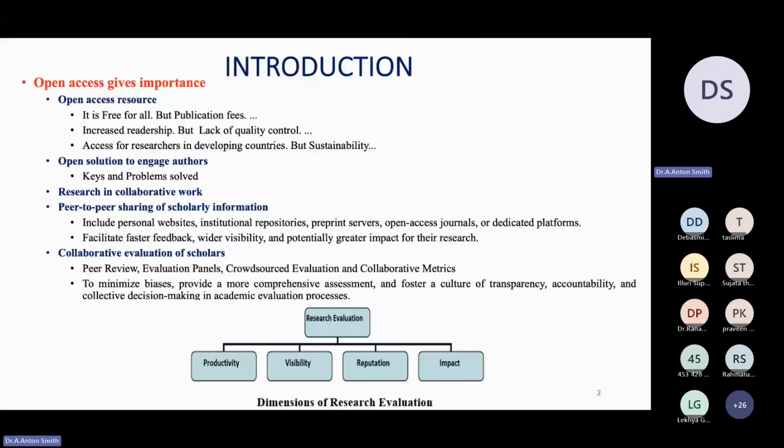Then the open access journals have given a number of solutions. If you read a number of journals or articles, you can find the key points and see what methodologies they adopted to solve the issues. You can adapt them and solve the issues.